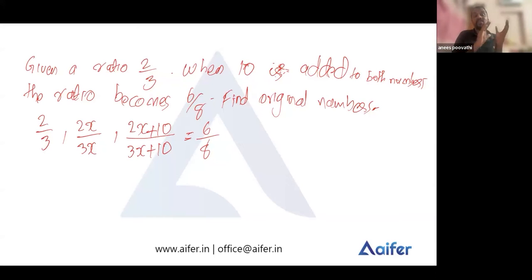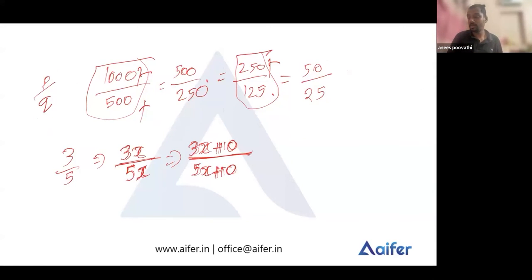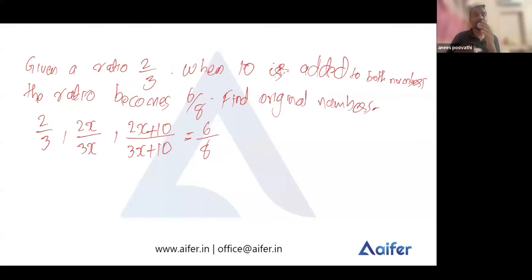What is x? X is that factor. Considering this is the original value, here x is 2: 250 into 2 is 500, 125 into 2 is 250. Here x is 4: 250 into 4 is 1,000, 125 into 4 is 500. So basically x is the factor by which we multiply to make all the ratios equal. So we have 2x plus 10 by 3x plus 10 is equal to 6/8, and now we have to solve for x.